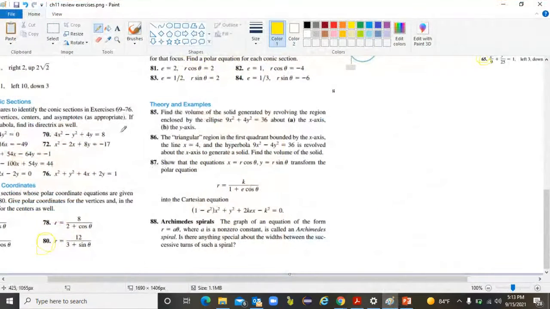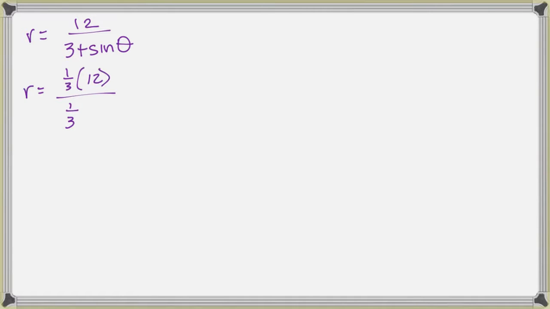And we can easily find all the pieces. So let's look there at number 80. So we were looking at r equals 12 over 3 plus sine theta. So the first thing we want to do is put this in standard form. In other words, we need a 1 there in the denominator. So I'm going to multiply top and bottom by 1/3.